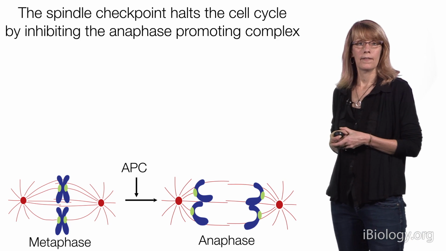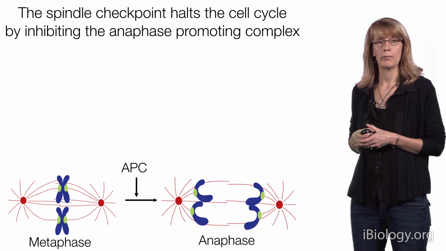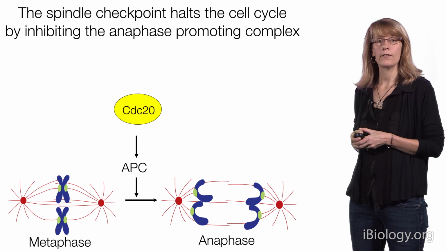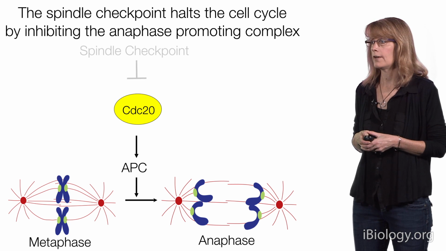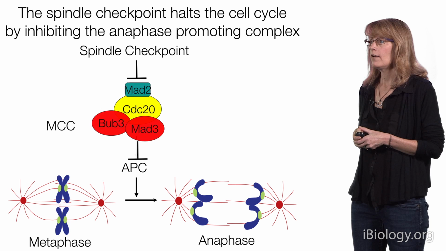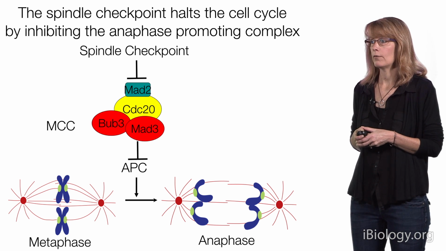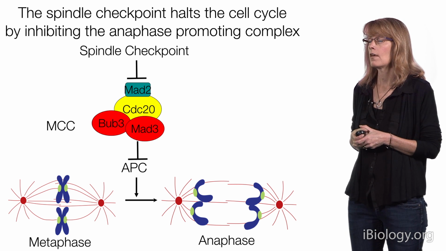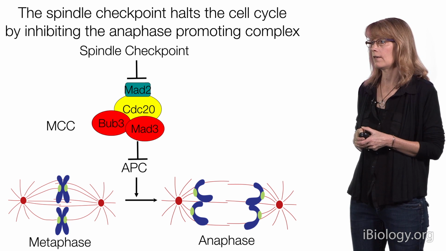We now know that the APC is the target of the checkpoint. I told you earlier that this anaphase promoting complex promotes the metaphase to anaphase transition. And it turns out there's an activator called CDC20 that triggers the APC activity. The spindle checkpoint directly inhibits this protein. MAD2 binds to CDC20, and additional proteins do as well, and this complex is called the MCC, or the mitotic checkpoint complex. And when that complex binds to CDC20, it prevents it from activating the APC.